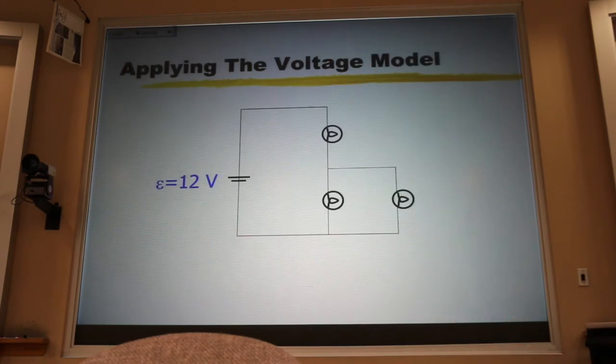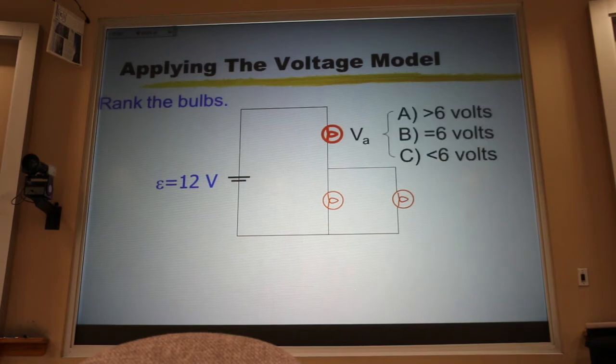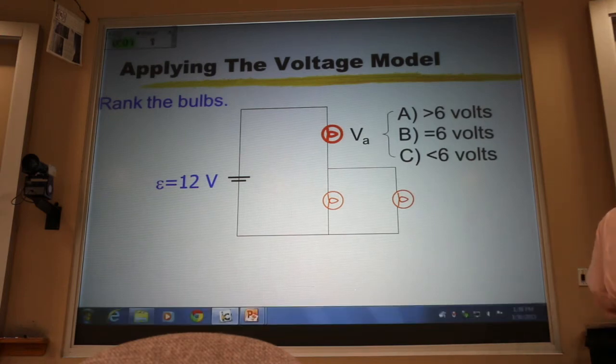Now let's see if we understand this principle. I have a simple circuit, it's hooked to a 12 volt battery, and if I ask you to rank the bulbs, you know that that top bulb is brighter than the other two. It's an indicator bulb getting all of the flow through the current, through the battery. The other two each get half. So the question is, what's the voltage across bulb A? Is it greater than 6, equal to 6, or less than 6 volts with your clicker? Which is it?